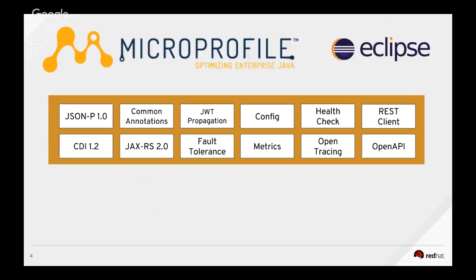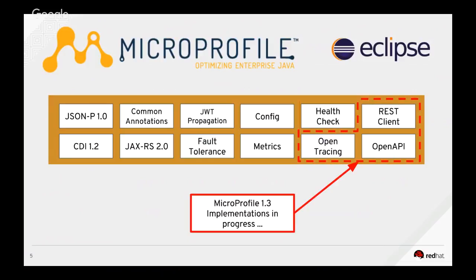And throughout 2017, we actually created these 8 specifications that you see here. Now, one thing I thought I would point out is that these specifications that are highlighted in this red box were released literally within the last month. So you will not really see these in implementations yet. So they're still mainly specifications, but all the vendors and open source projects that implement MicroProfile are kind of in the process of implementing these specifications. But the other ones are available from multiple vendors, including Red Hat.